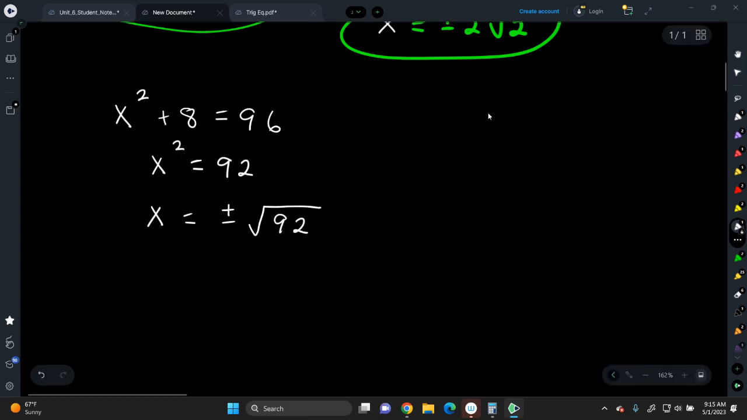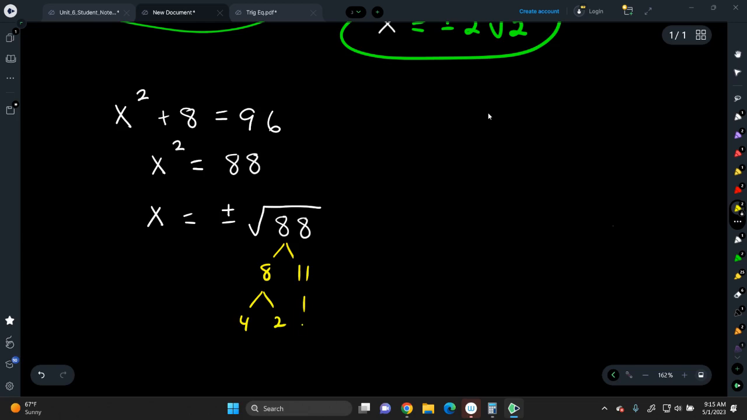So we get x equals plus or minus the square root of 92. Oh, I don't know why I got 92. That's a good question. Where in the world did I get 92? That's funny. Just wanted to see if you were paying attention. 88. Yeah. Okay.